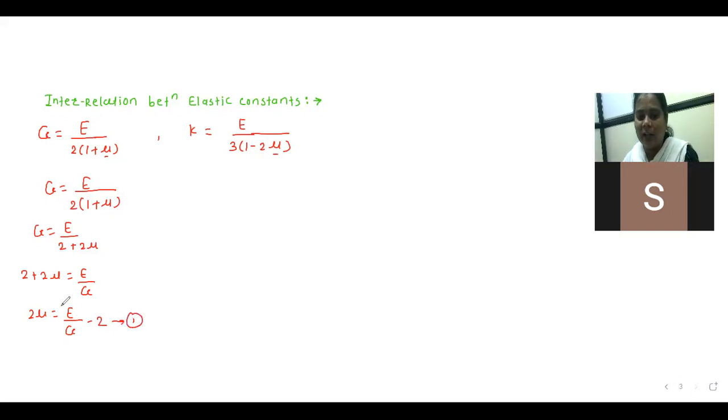Why have I rearranged this equation in terms of mu? Because in these two equations, the mu term is common. That's why you have to rearrange the equations in terms of mu. So this is our first equation, 2 mu is equal to E divided by G minus 2. After that, next we will solve the K equation. This equation is K is equal to E divided by 3 in bracket 1 minus 2 mu.